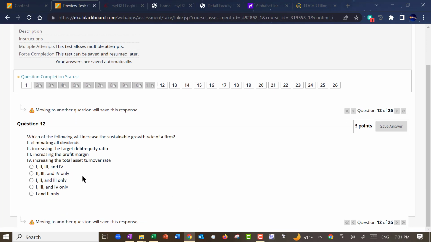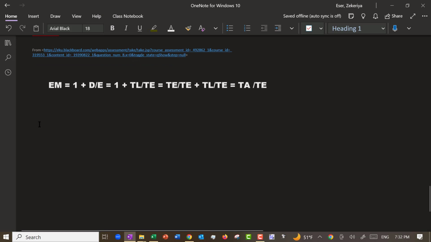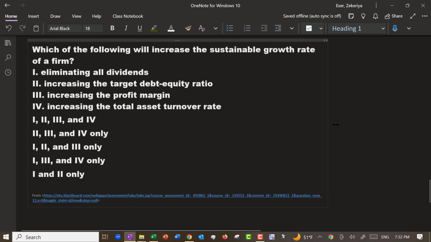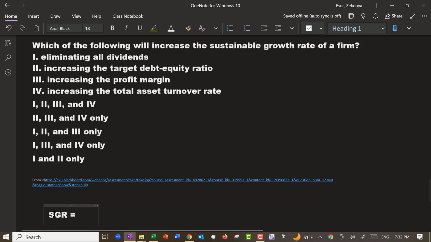Okay, I know you hate these kinds of questions. But view these as 4 true-false questions, so figure out which ones are true. Which of the following will increase the sustainable growth rate of the firm? Let's copy these. Okay. Remember, SGR is ROE times b divided by 1 minus ROE times b.